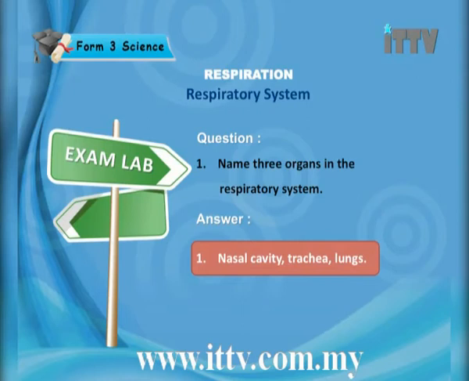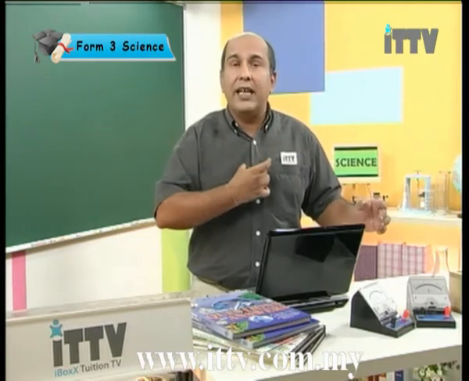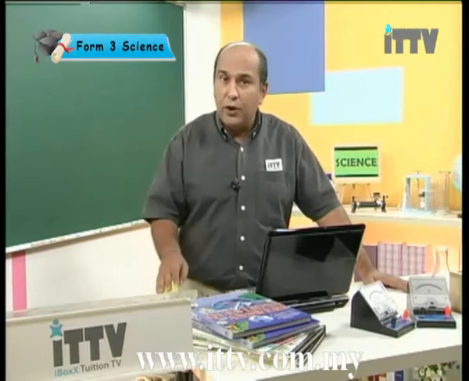Let's have a look. Nasal cavity, trachea, lungs. Now these 3 represent the main 3. The nasal cavity, where the air enters, the trachea that brings the air down, and the lungs, which is the final area where your air goes.